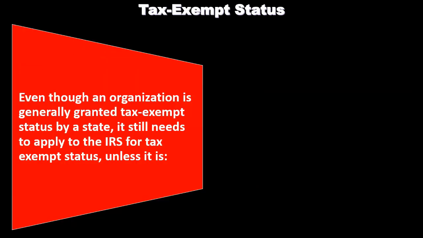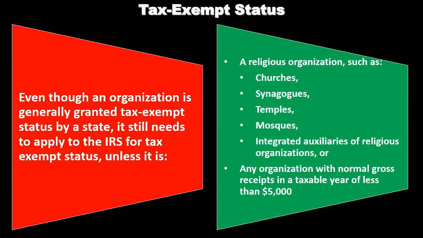Tax-exempt status. Even though an organization is generally granted tax-exempt status by a state, it still needs to apply to the IRS for tax-exempt status unless it is a religious organization such as churches, synagogues, temples, mosques, and auxiliaries of religious organizations, or any organization with normal gross receipts in a taxable year of less than $5,000.